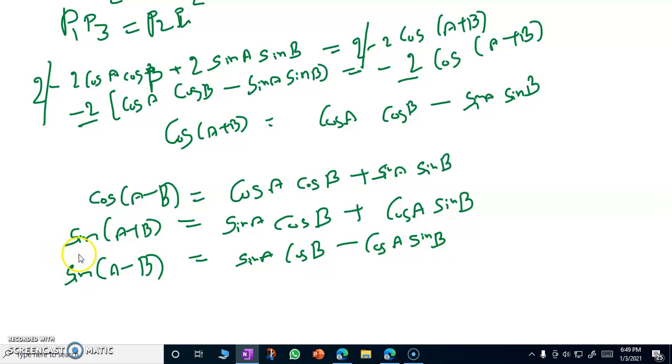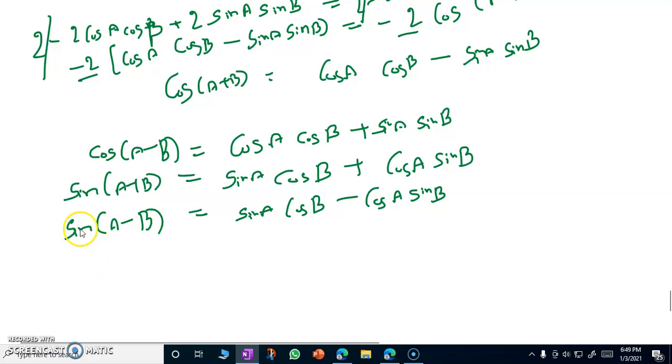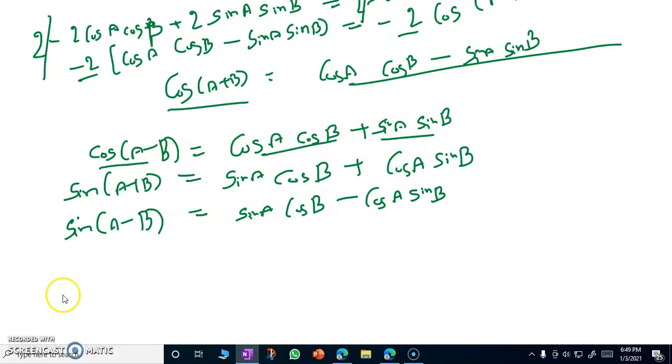Thus, sin of A plus B is sin A cos B plus cos A sin B. Sin of A minus B is sin A cos B minus cos A sin B. Cos of A plus B is cos A cos B minus sin A sin B. Cos of A minus B is cos A cos B plus sin A sin B.